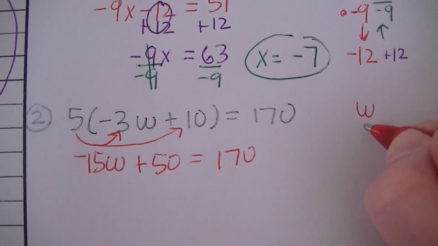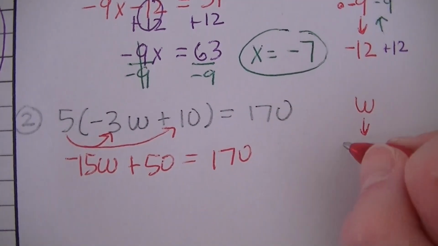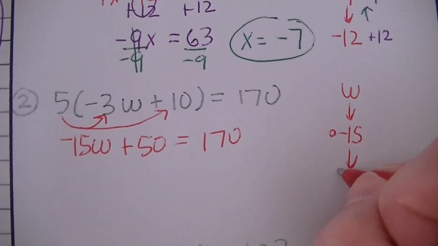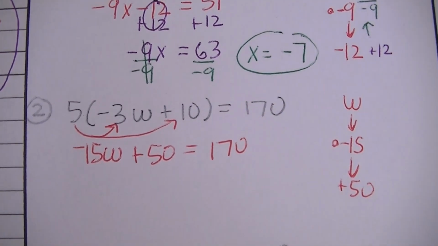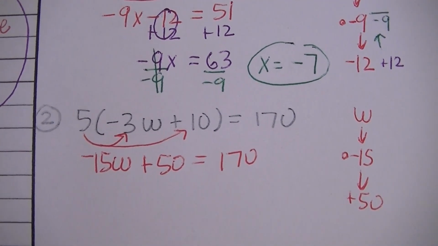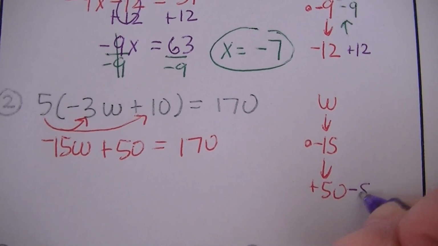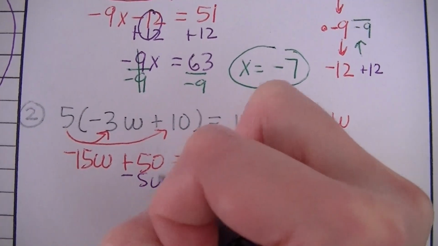So we started with w. Then we multiplied it by -15. And then after that, we added 50. Okay, so now inverse operations. Inverse operation of plus 50 is to subtract 50, and you're going to do that to both sides of that equal sign.